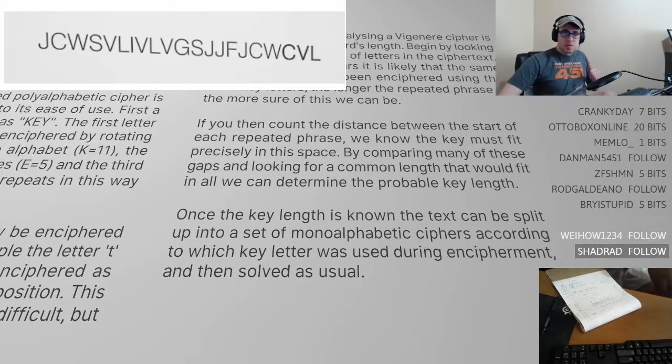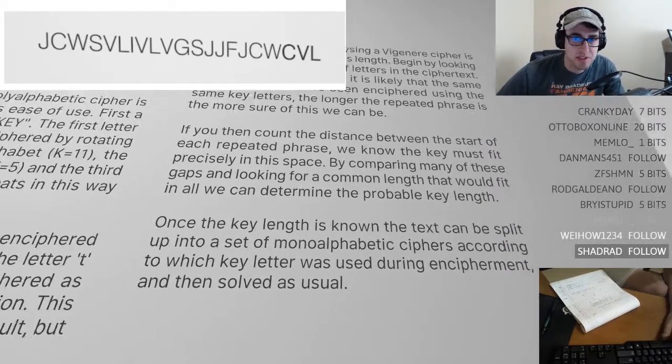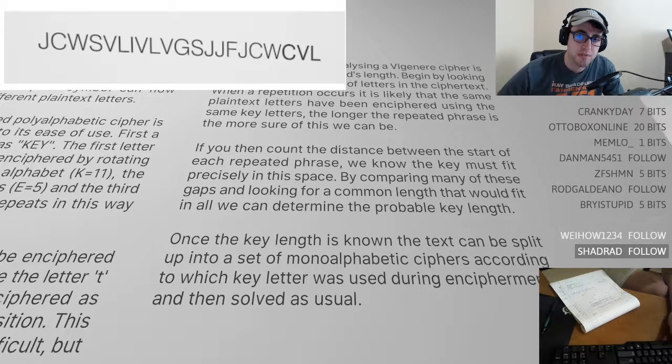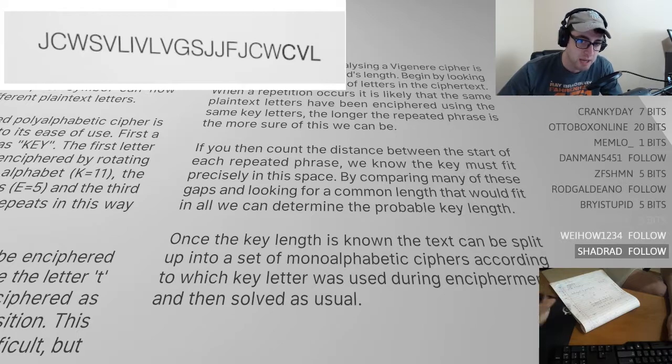Begin by looking for repeated sequences of letters in the ciphertext. The representation is likely that the same plaintext letters have been enciphered using the same key letters. The longer the repeated phrase is, the more sure of this we can be. If you then count the distance between the start of each repeated phrase, we know the key must fit precisely in this space. By comparing many of these gaps and looking for a common length that would fit in all, we can determine the probable key length. Once the key length is known, the text can be split up into a set of monoalphabetic ciphers according to which key letter was used during encipherment and then solved as usual.